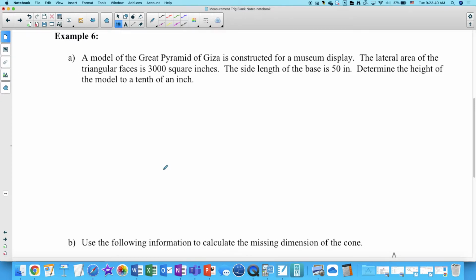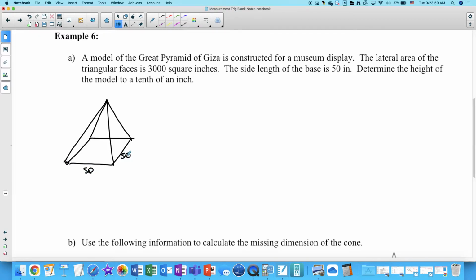And here we go. Okay, it's a square pyramid. The side length of the base is 50 inches. So this is 50 and 50 because it's a square. Okay, the lateral area of the triangular faces is 3,000.